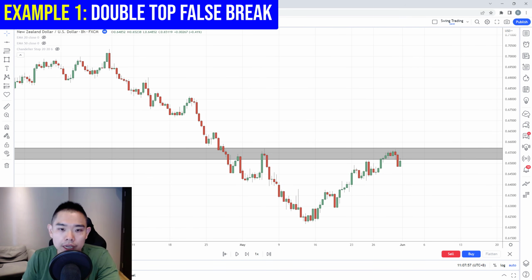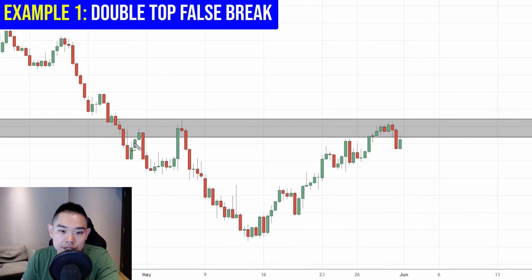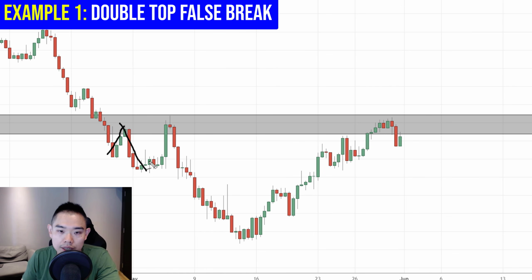So on the 8-hour time frame, it looks something like this. You can see that this market is respecting this area of resistance. Tested once, come down lower. Tested twice, head down lower. And now we're back at this area of resistance once again. And if you look at the most recent price action, what do you see?